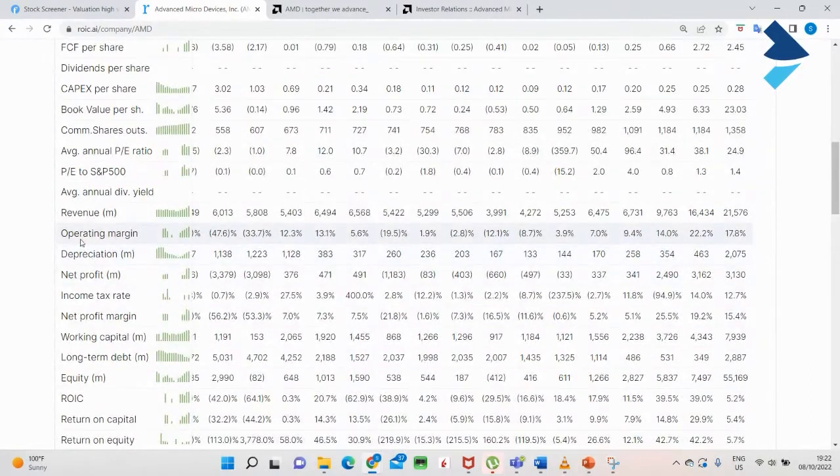Operating margin, are they increasing or not? अपना company की margins increase कर रही है कि नहीं? Negative margins थी 4, 7, 9, 14, 22, brilliant. Generally, they've been able to expand their operating margins, right?